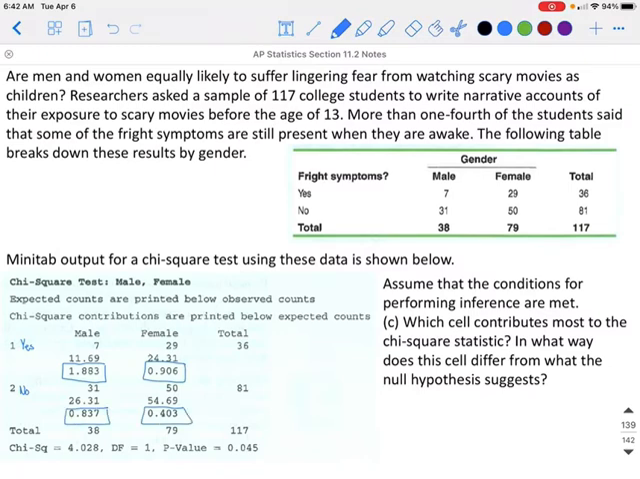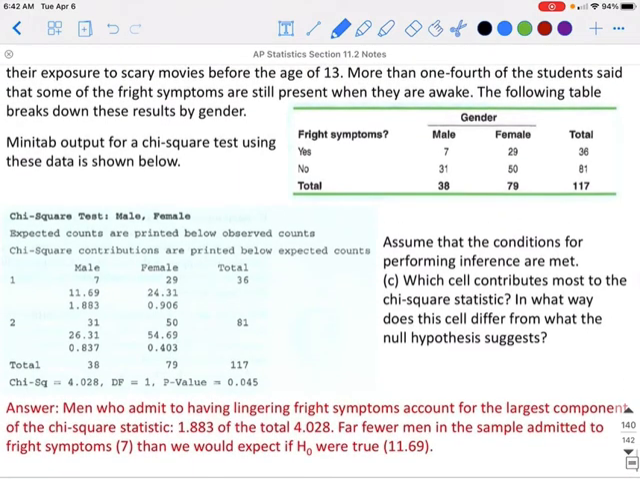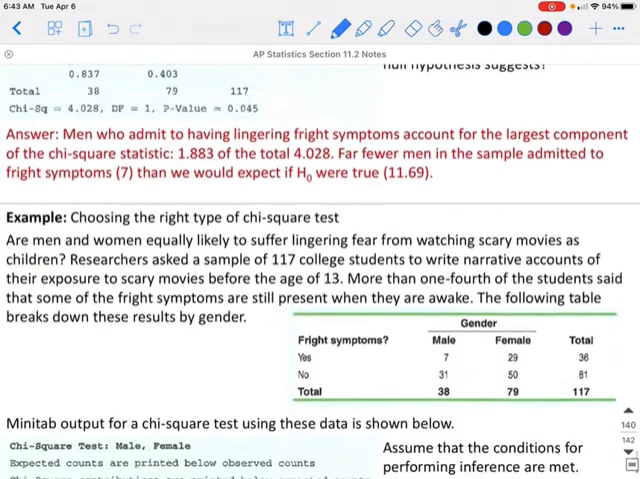As we can see, men who say that they do still have fright symptoms are the largest value for our chi-square statistic. The chi-square statistic itself is only 4.028, and men who still have fright symptoms account for 1.883 of that. So men who admit to having lingering fright symptoms account for the largest component of the chi-square statistic. Far fewer men in the sample admitted to fright symptoms than what was expected under the null hypothesis.